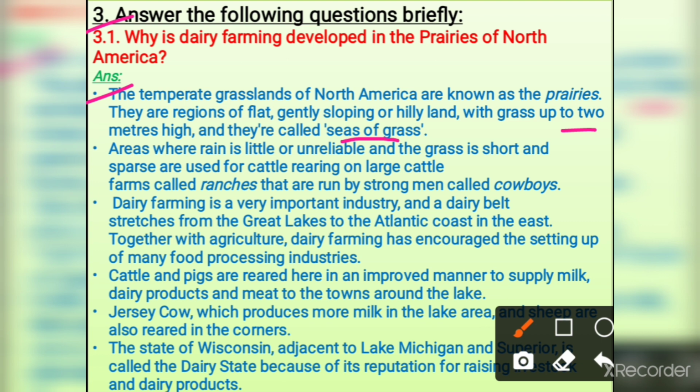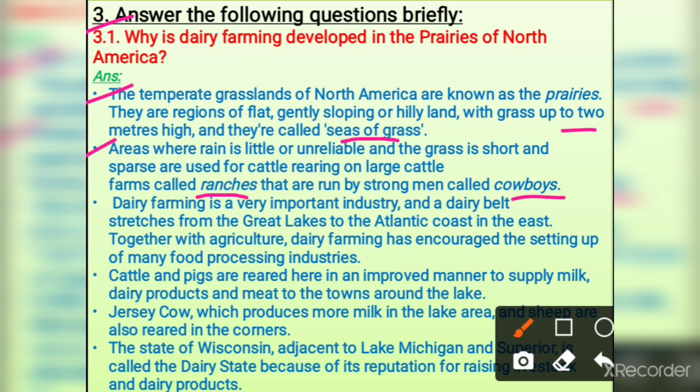Remember that. Prairies are regions of flat, gently sloping or hilly land with grass up to 2 meters high, and they are called seas of grass. The land is actually flat, not so steep slope found there. Gentle slope is found there, and the land is hilly but not so hilly, and there are grasses up to 2 meters high, and they are called seas of grass. Okay. Areas where rain is little or unreliable and the grass is short and sparse are used for cattle rearing on large cattle farms called ranches that are run by strong men called cowboys.